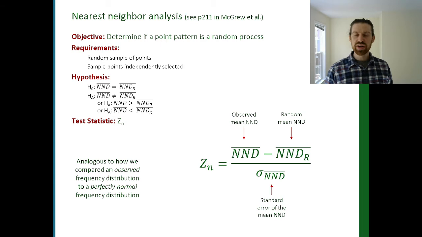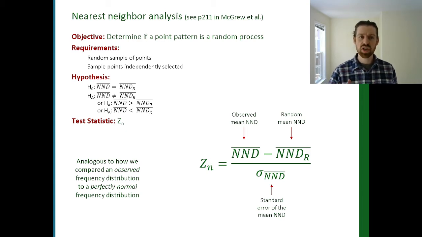So let's get into the nearest neighbour analysis now, and obviously you've got McGrew et al., page 211, where you can look at this in more detail. But essentially what we want to do is determine if the point patterns that we've obtained here empirically are just a random process, or whether there's something significantly different going on. In order to meet the requirements for this test, we need to have points which have been randomly sampled, and we also need sample points which are independently selected. So that's important. These can't be correlated in any way.